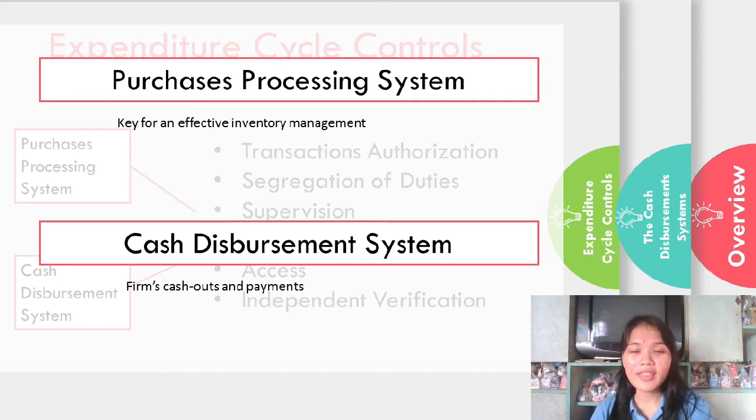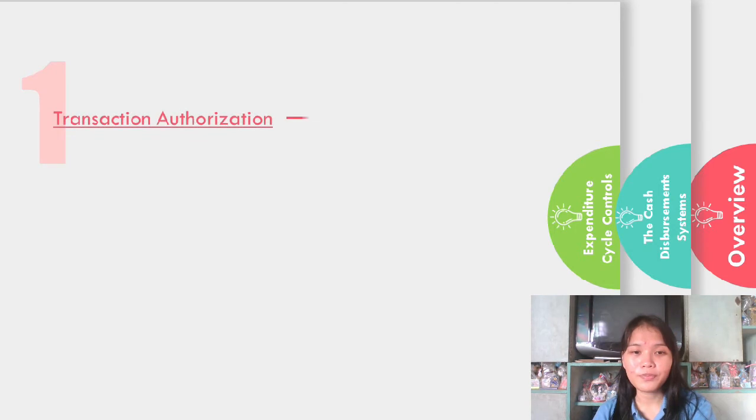On the other hand, the cash disbursement system, obviously from the word itself, has something to do with handling a firm's cash outs or payments. And the accounts payable or AP function is closely tied with such cash disbursement function, as most are processed through AP when payments are made. So let's start with transaction authorization.